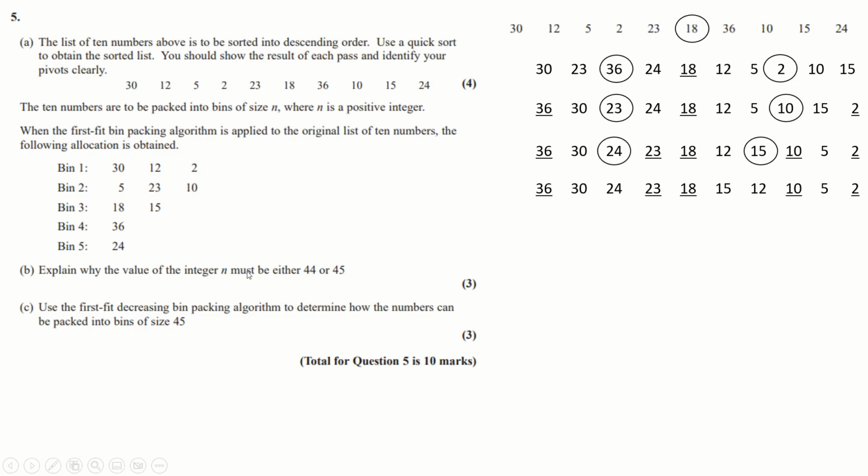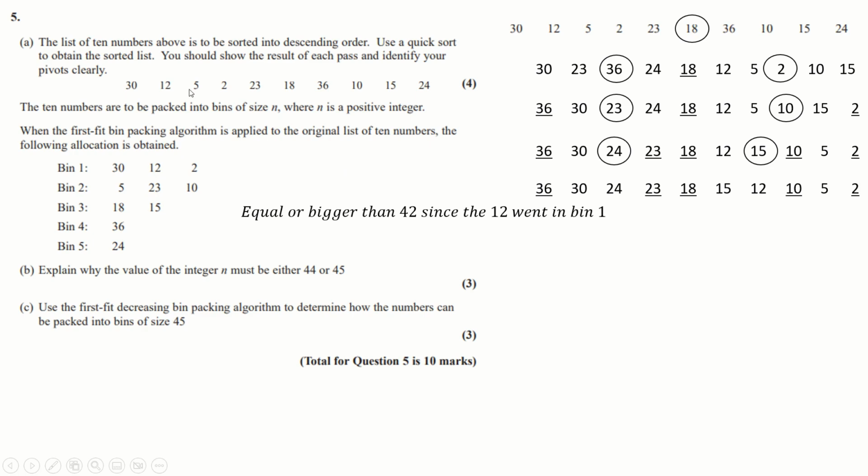Explain why n, so that's n is the size of the bin, how much you can put in each of these bins, must be either this or this. So let's think this through really carefully. We're going to take the 30, we're going to put it in. We're going to take the 12, we're going to put it in. That implies that n is bigger than 42, because 12 could fit in there.